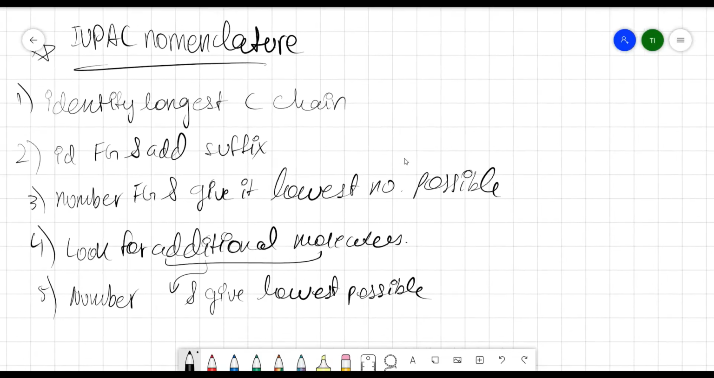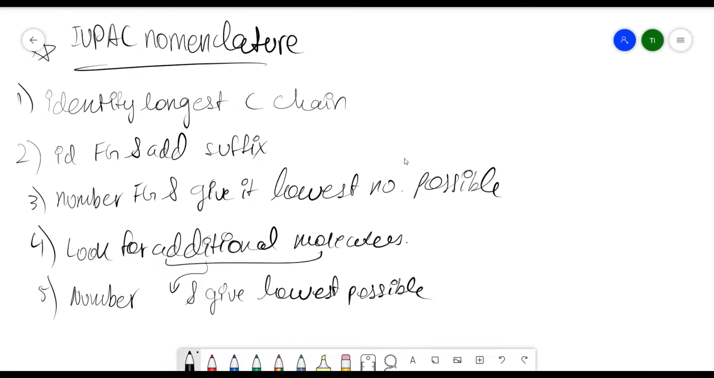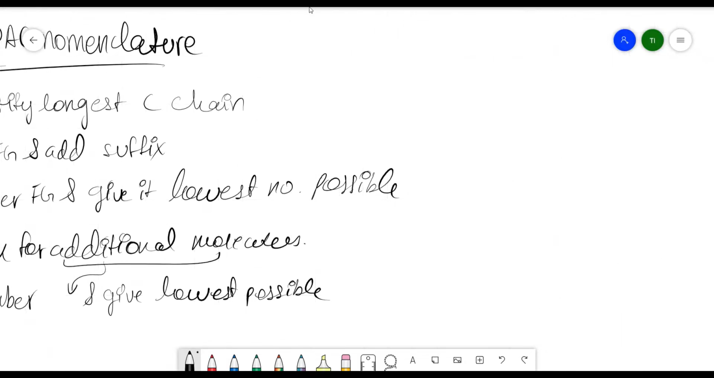All right. So let's take an example. CH3, CH2, CH2, CHCl, and CHO. Whenever there's a CHO, it's an aldehyde. Okay, so let's name this compound.